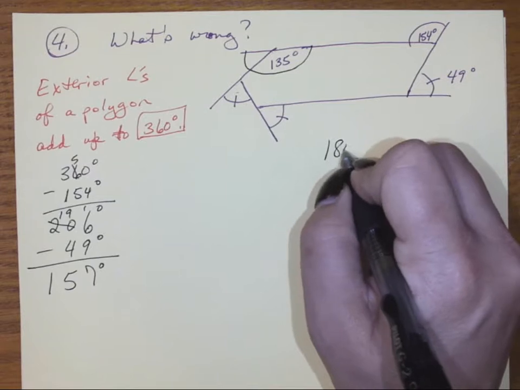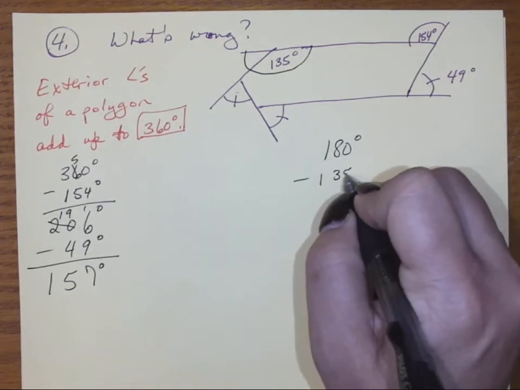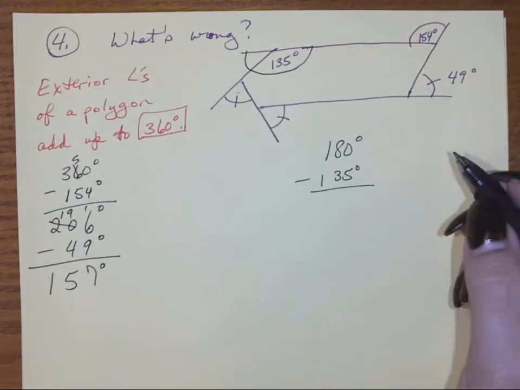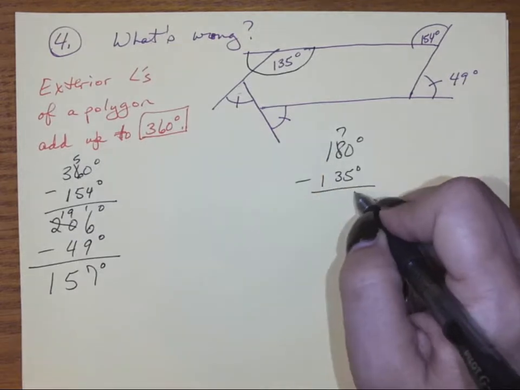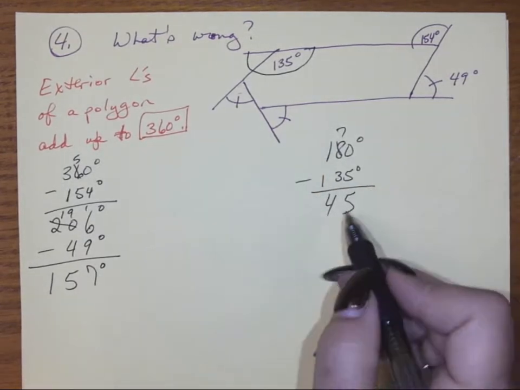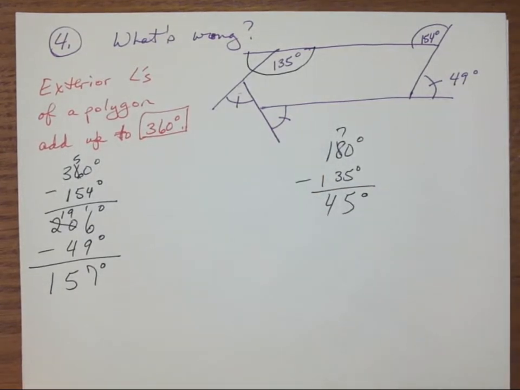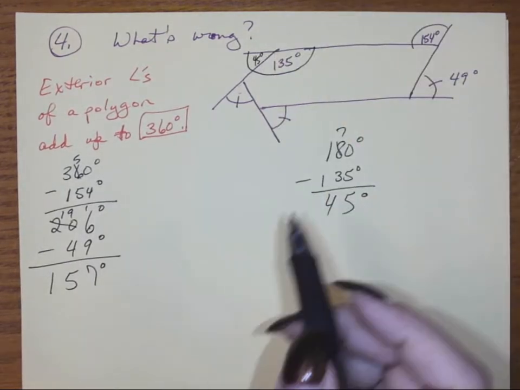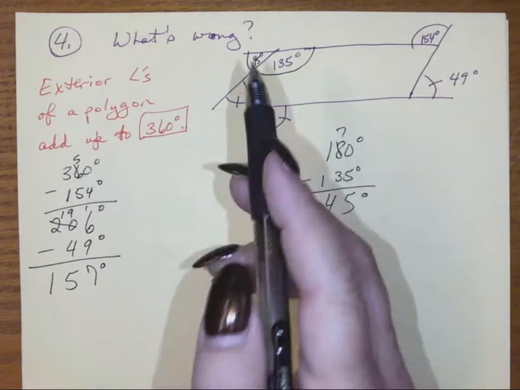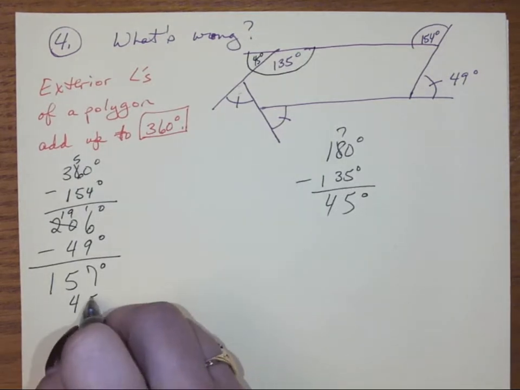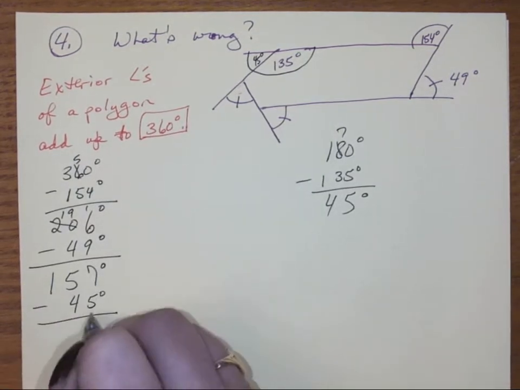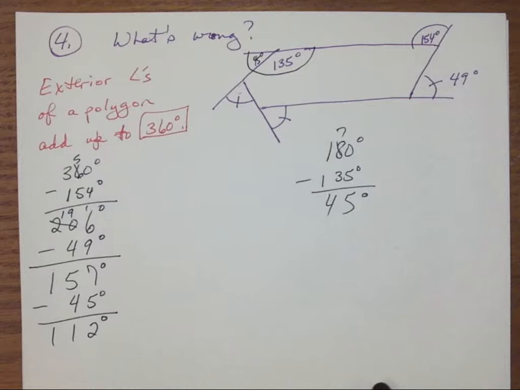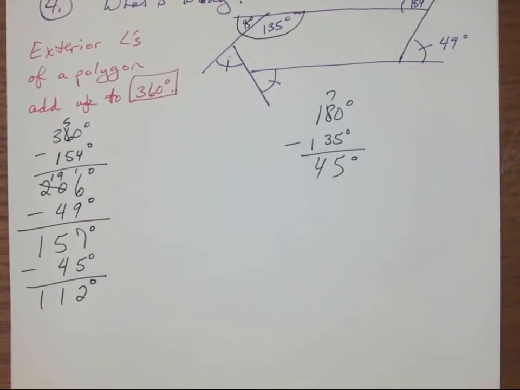So that'll be 180 degrees minus the 135 degrees. So the exterior angle there is 45 degrees. Check my arithmetic, make sure everybody agrees. Okay, so I've got 5 exterior angles. I've got 3 of them I have numbers for, so I'm going to pull that 45 degrees out. I think that's 112. Okay, so if there's a difference in my arithmetic, please check me.